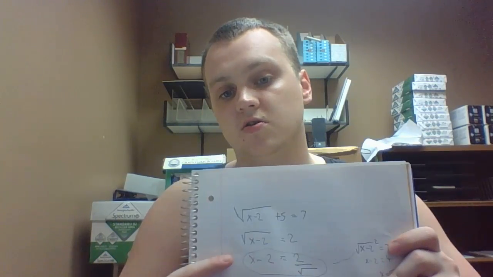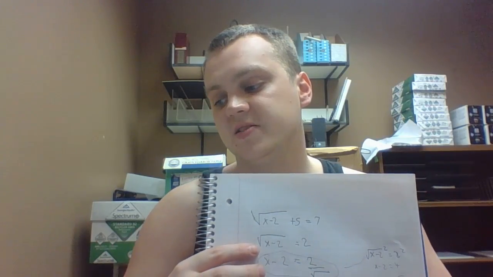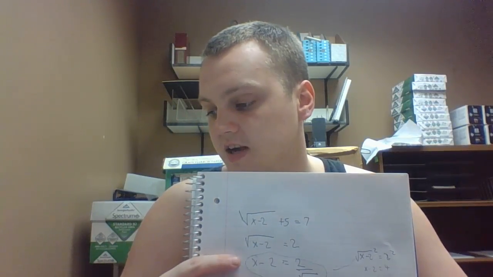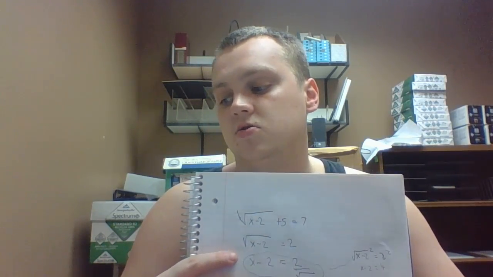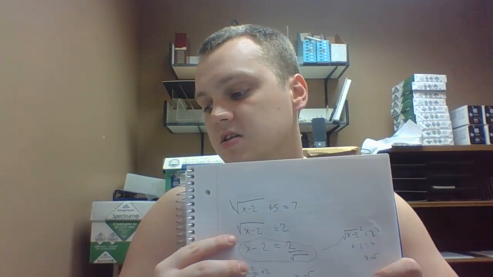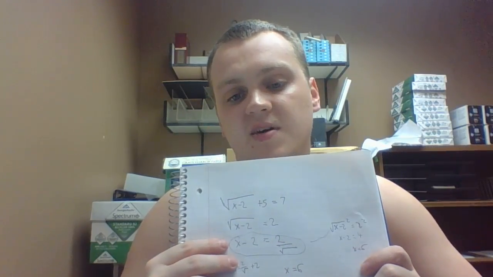Today we will be discussing two problems that were solved incorrectly at first, but are easily fixable mistakes. So the first problem is the square root of x minus 2 plus 5 is equal to 7. So solve for x. The first step they did was correct. They subtracted 5 from each side to get the square root of x minus 2 is equal to 2. But the next step is where they made a mistake.